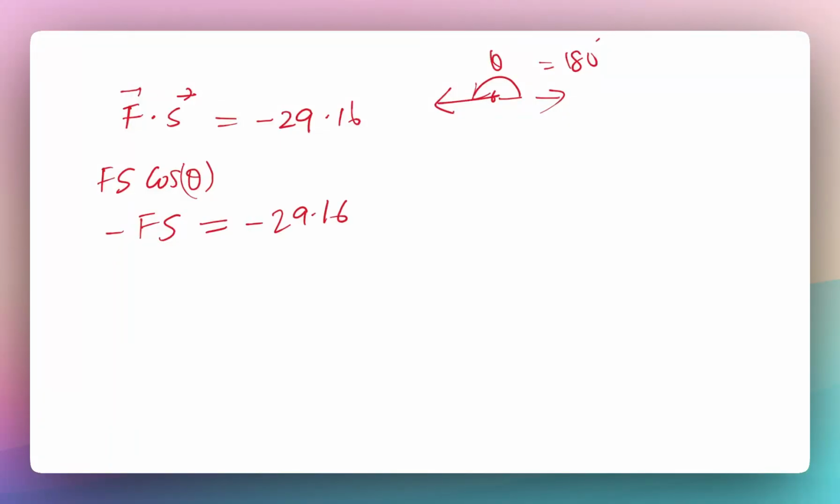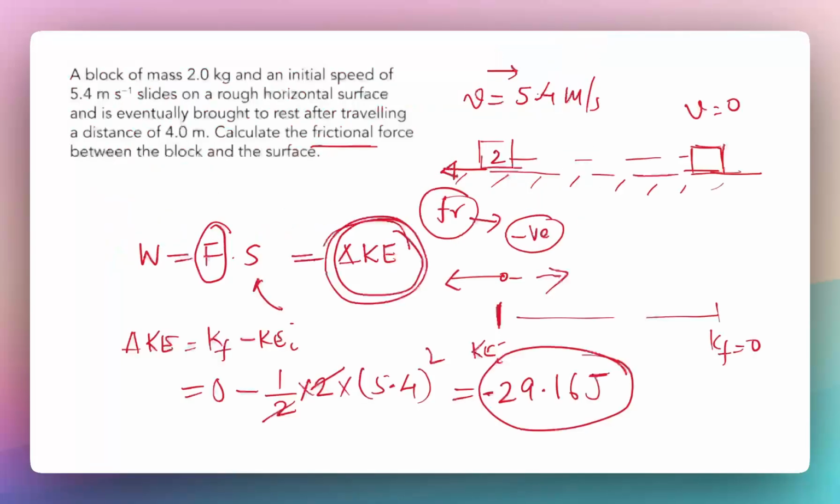So we are getting rid of the minus sign, and you have to find the friction force. Basically we have to find the displacement. So let's look for the displacement. Actually it is given in the question right away, so we can use that. It says it is eventually brought to rest after traveling a distance of 4 meters. So this displacement s is also given to be 4.